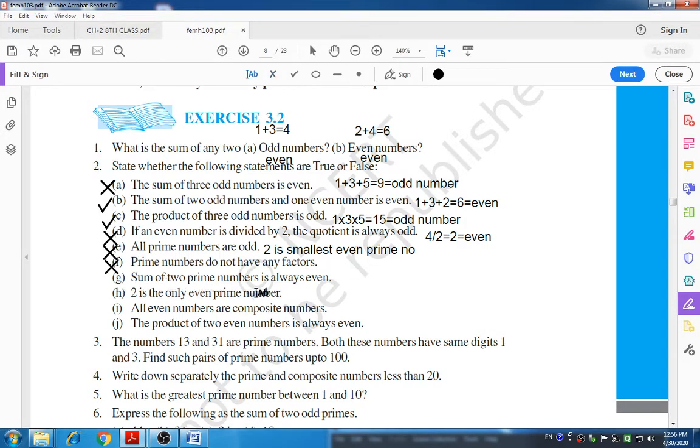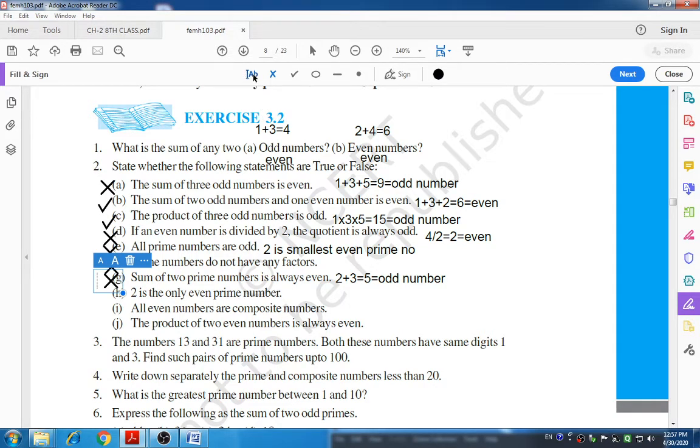Now what about the G? Sum of two prime numbers is always even. Two prime numbers, okay? 2 is a prime number and 3 is also a prime number, and their sum is 5. So it is an odd number. So tell me, is this statement correct? No, it is not correct. It is a false statement.